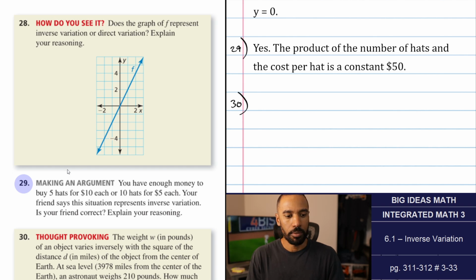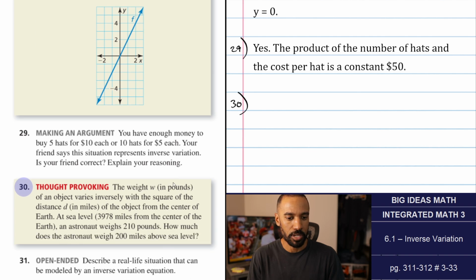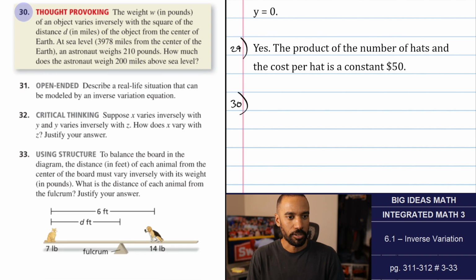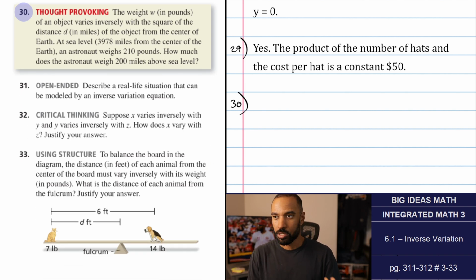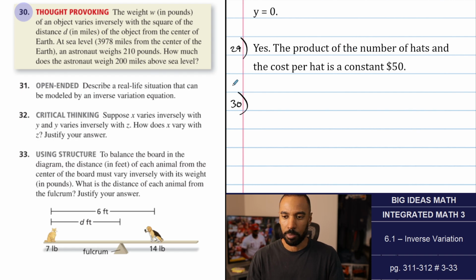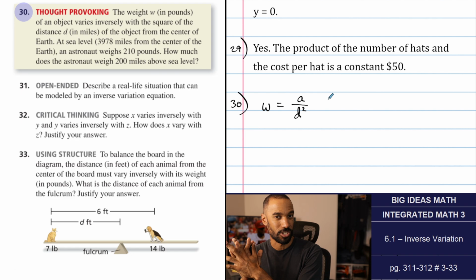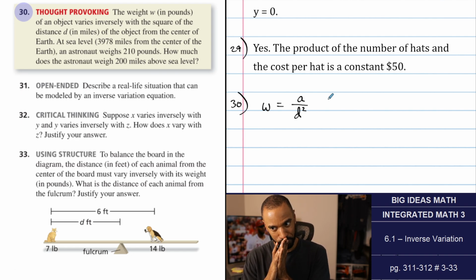The weight W in pounds of an object varies inversely with the square of the distance d in miles of the object from the center of the Earth. At sea level, hold on, let's start with the beginning part. This says something a little different. First of all, inverse variation is W equals A over d, but it says it varies inversely with the square of the distance. So this is still inverse variation, but it's the square of the distance. It's still solve for A.